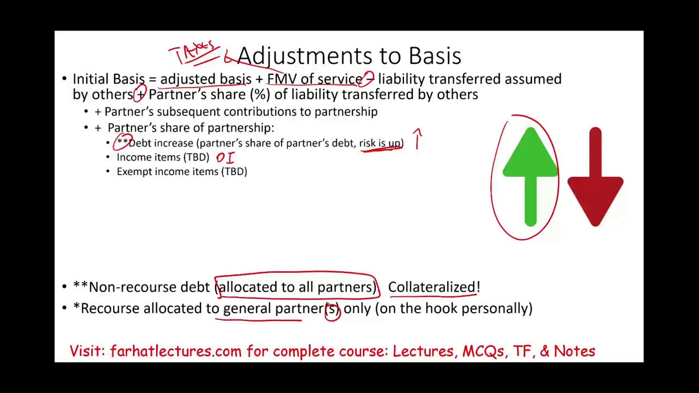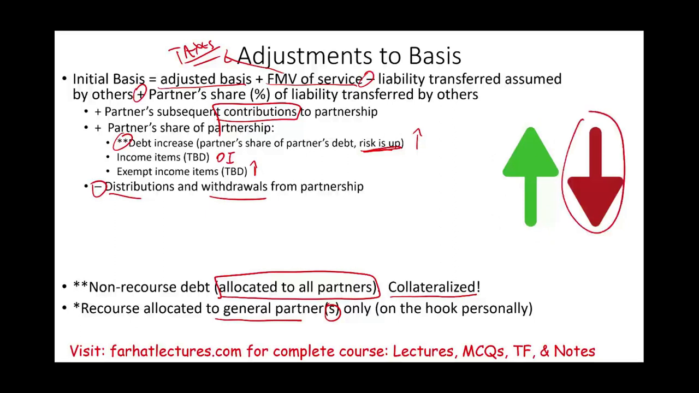Exempt income items. Their income would increase your basis. Although they're exempt in the sense that they are not taxable, nevertheless, they would increase your basis. Here we're talking about municipal bonds. What could decrease your basis? Well, think about it. If contributions increase your basis, any deductions or withdrawals would reduce your basis.